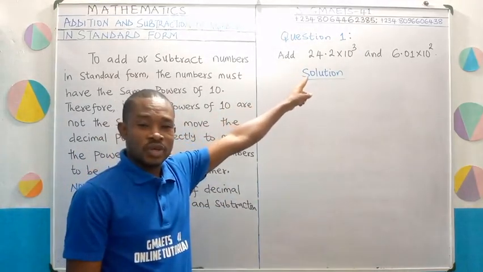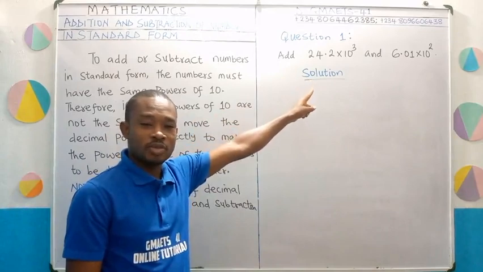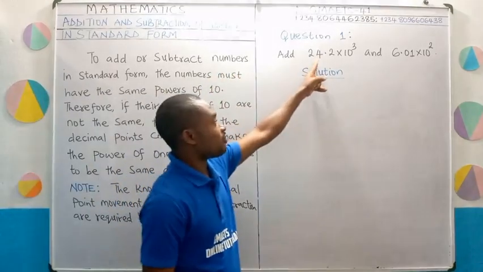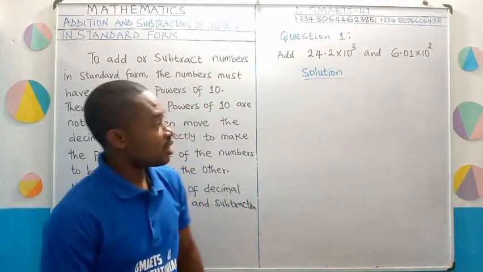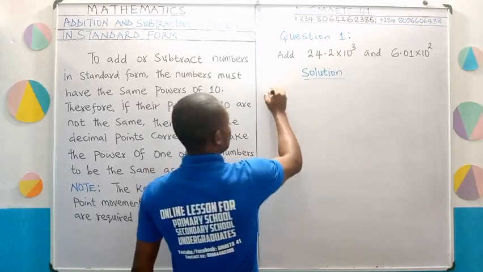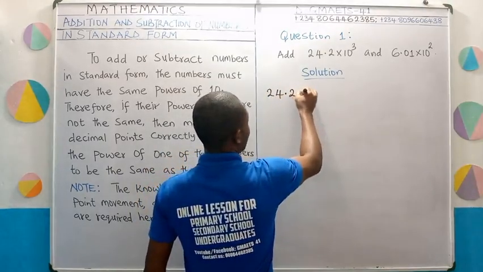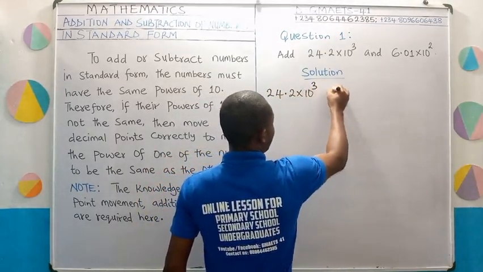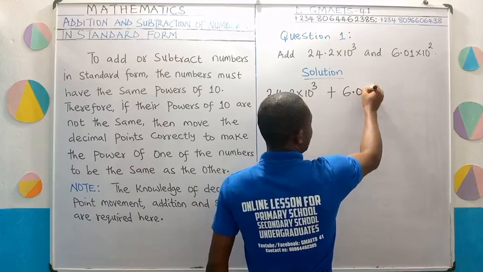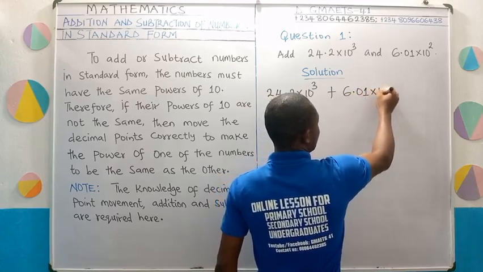We have our very first question here. Let us solve it and then you see how this is being done. Like I said, it's a simple thing. Add 24.2 times 10 raised to the power 3 and 6.01 times 10 raised to the power 2. So I'm going to have this plus 6.01 times 10 raised to the power 2.